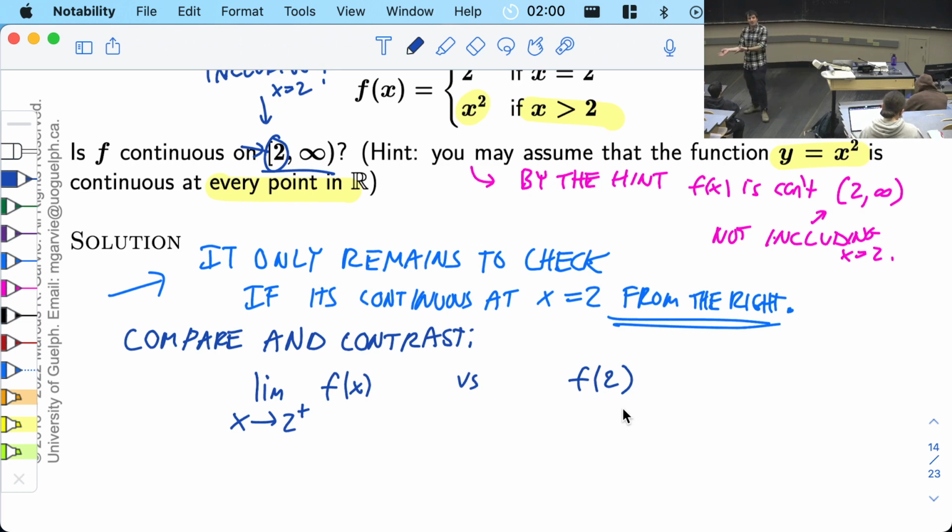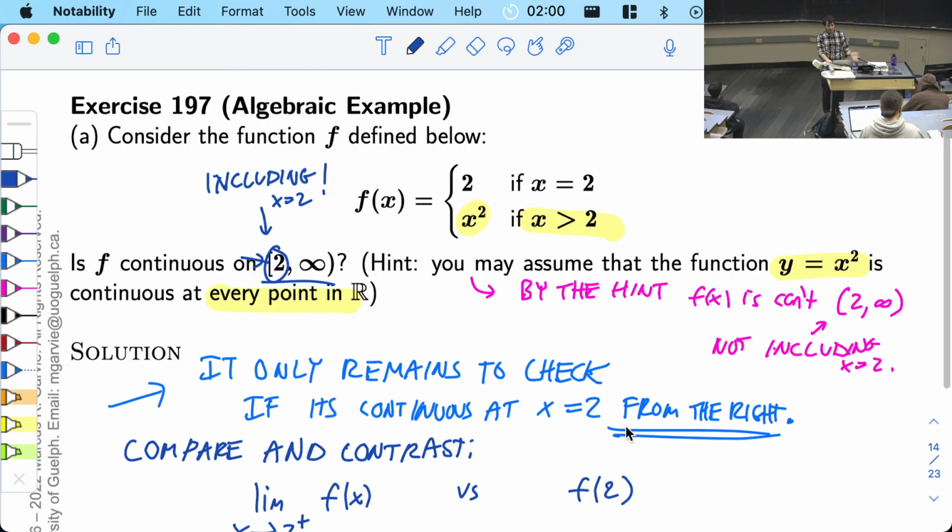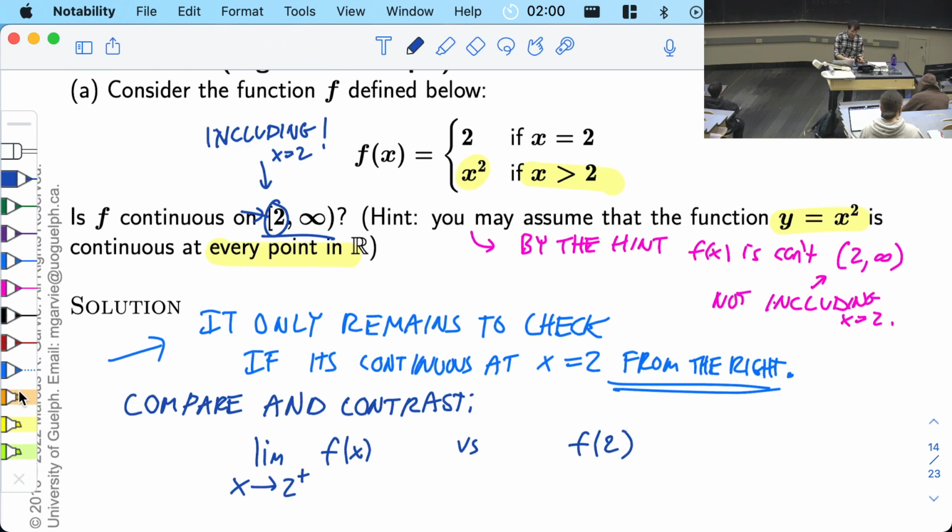That's what continuity means. We're comparing and contrasting the value of the limit with the value of the function. If they're equal, yes, continuous. If they're not equal, no, not continuous. So we've got to do these two things. One of them is pretty easy, and that one is f of 2.